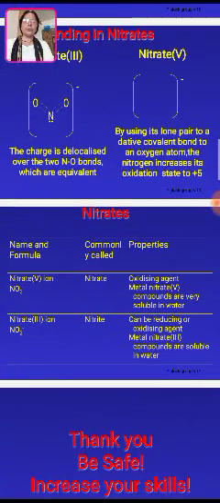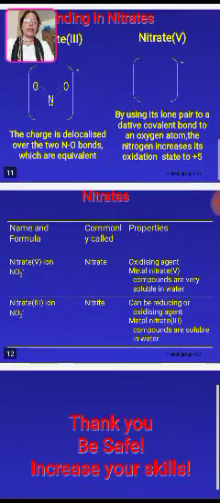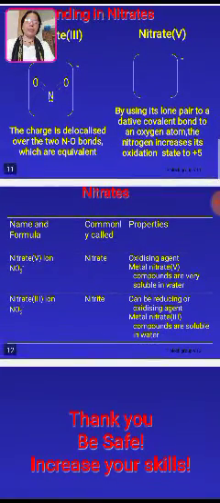The nitrate +5 ion, NO3-, is an oxidizing agent. Metal nitrate compounds are very soluble in water. And the nitrate +3 ion, which is nitrite, NO2-, can be a reducing or oxidizing agent. Metal nitrite compounds are soluble in water.